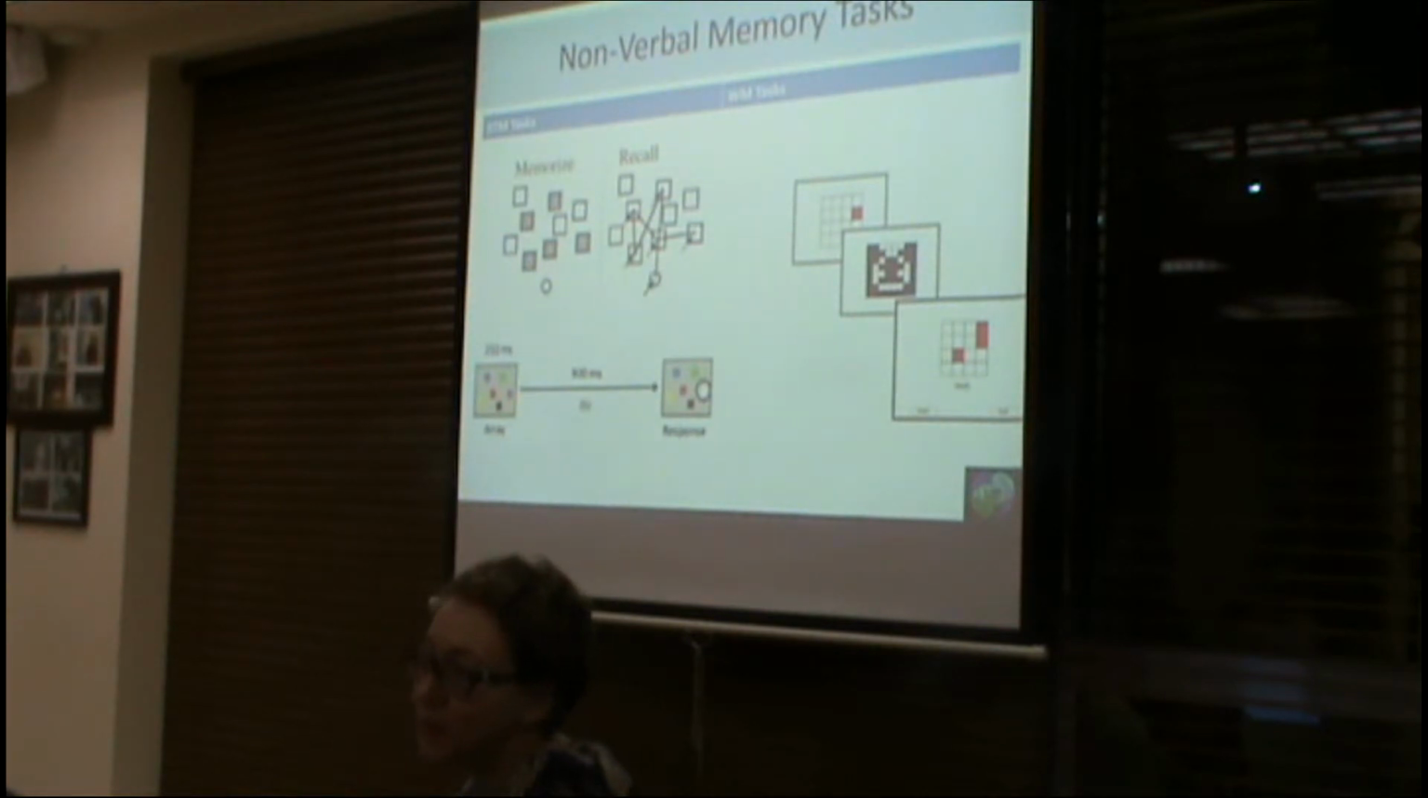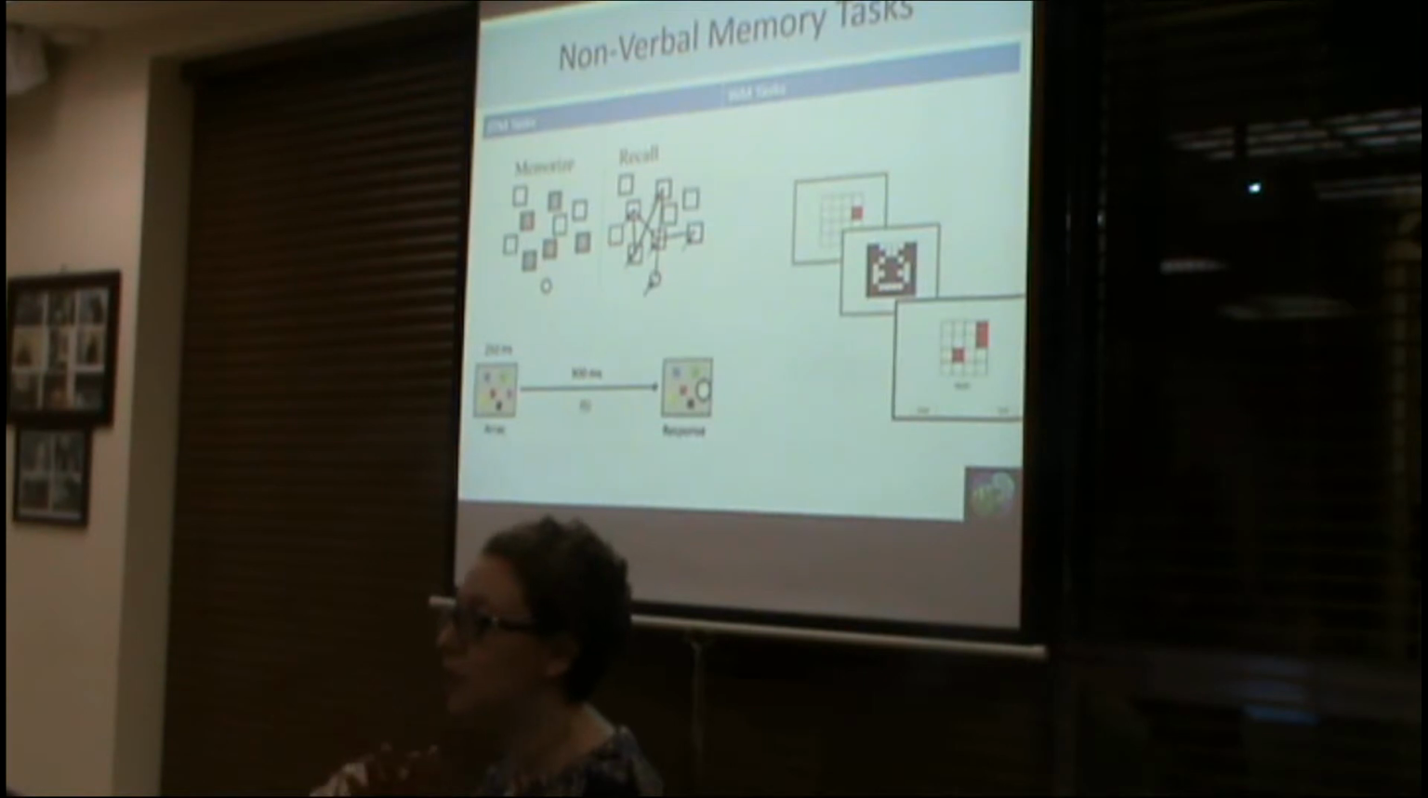So for instance, typically developing children, one argument is that the difference between typically developing children and atypically developing children is that typically developing kids can use language strategically to solve seemingly non-linguistic tasks, whereas children with language impairments do not.